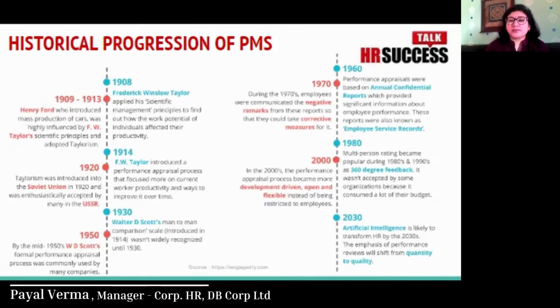Today, performance appraisal is more of a continuous process and is more focused on individuals' development, including their behavioral aspects, as well as individuals' alignment to the business's core values. It is no more limited to the individuals' or business targets achievement only. In 2030, going forward, we see performance appraisal to be AI-driven, where we assume that AI will transform the performance appraisal further, where reviews will shift from quantity to quality, meaning from number focus to more of individual development focus.